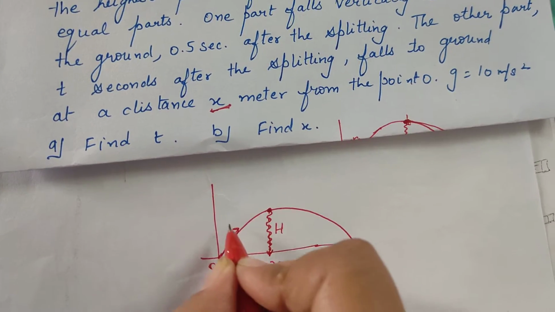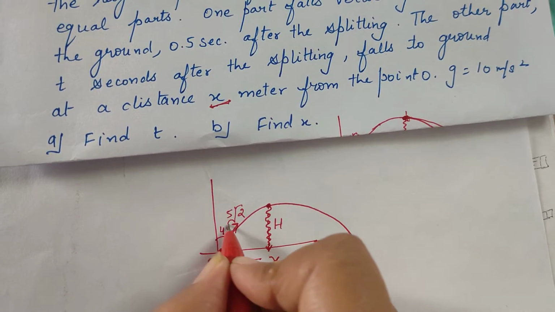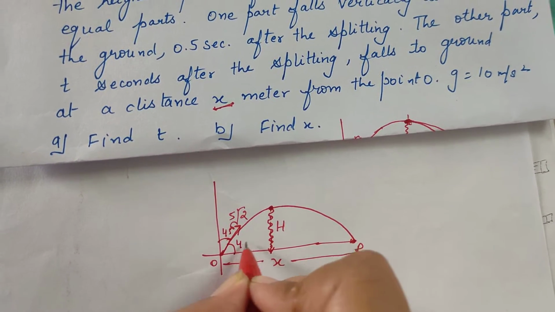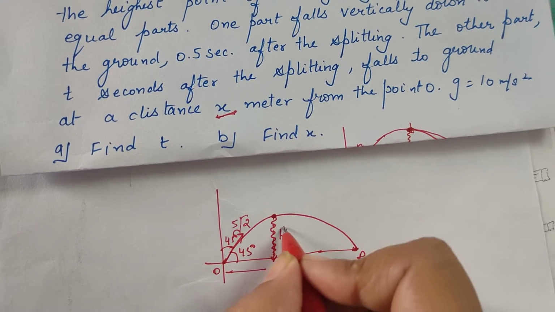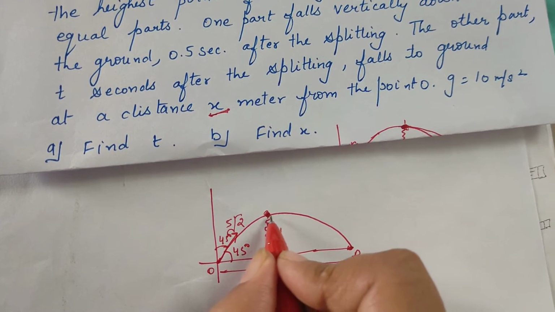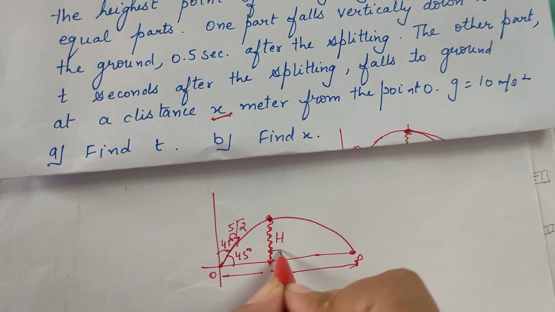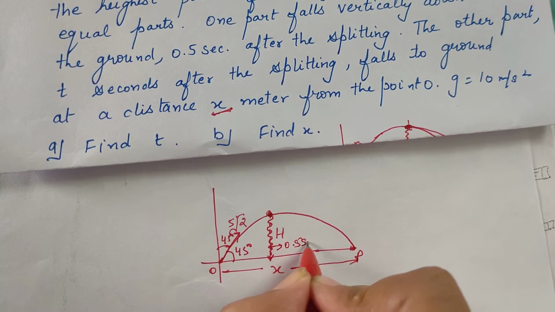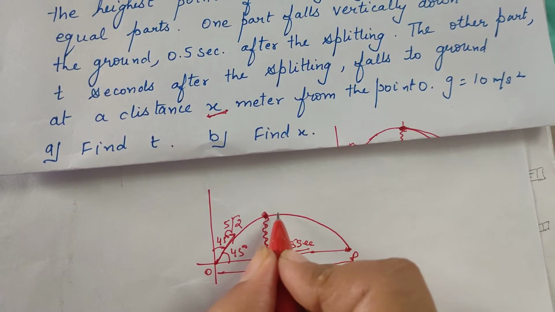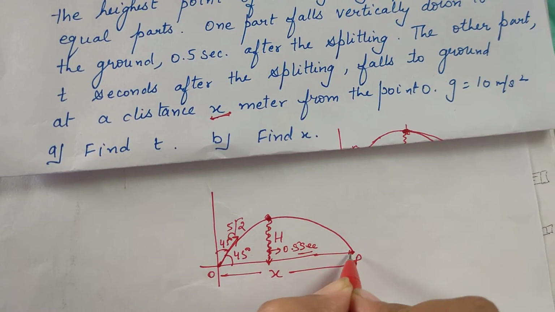Initially the projectile is thrown with velocity 5 root 2 and it is making 45 degrees with the vertical, so it is also going to be 45 degrees with the horizontal. If you see, at the topmost point it splits into two parts. The part which is coming directly down takes 0.5 second, so the other part is also going to take 0.5 second to reach the ground.